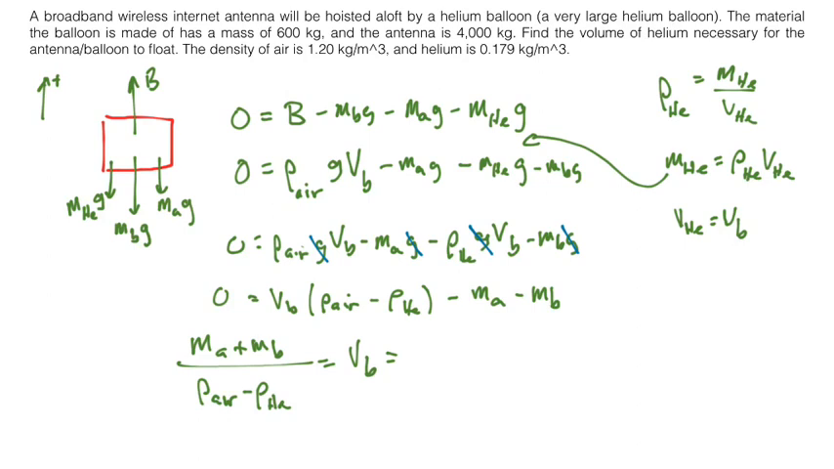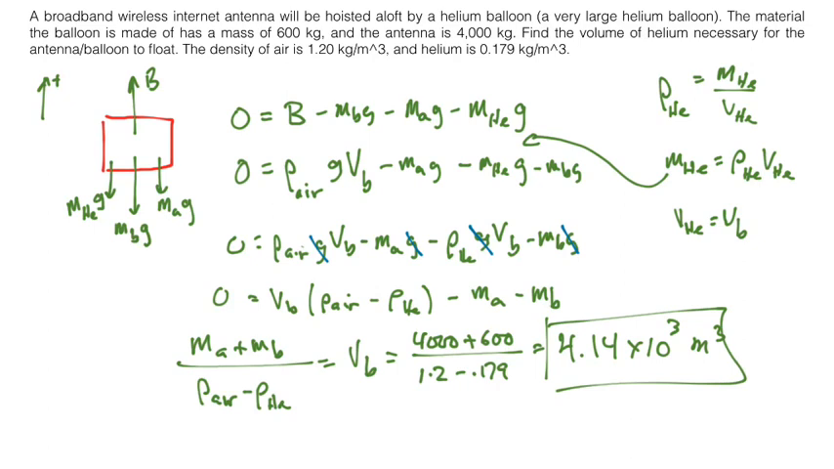Okay. Stick the numbers in. Let's see. Mass of the antenna. The balloon antenna is 4,000. The balloon material itself is 6,000. Density of air they gave me 1.2, and the density of helium 0.179 gives me a grand total of 4.14 times 10 to the 3 cubic meters of helium.